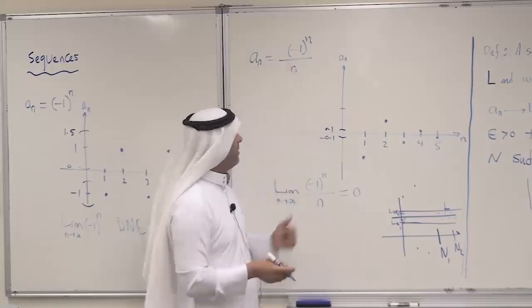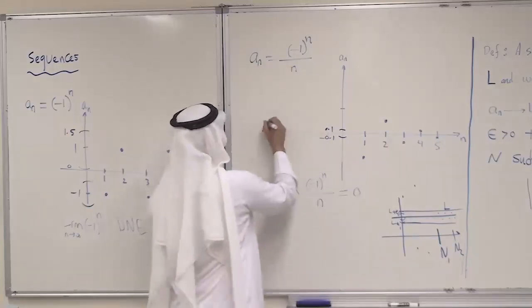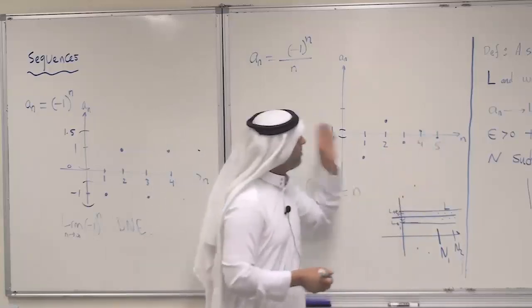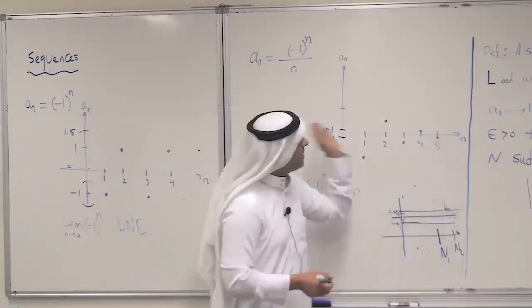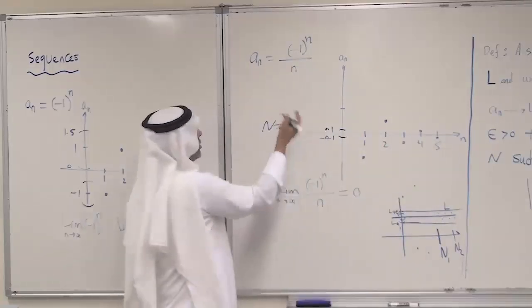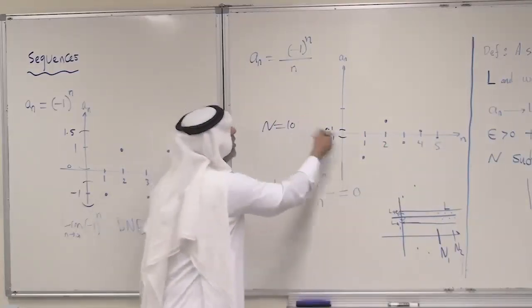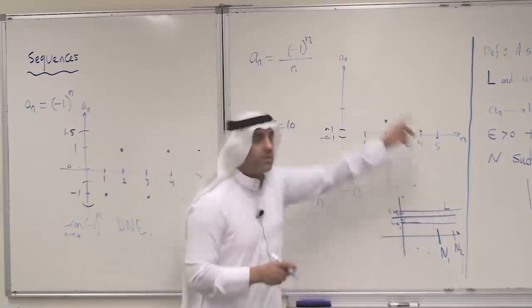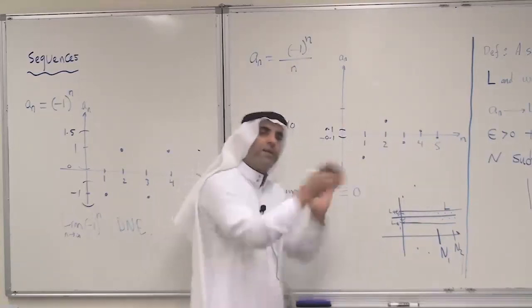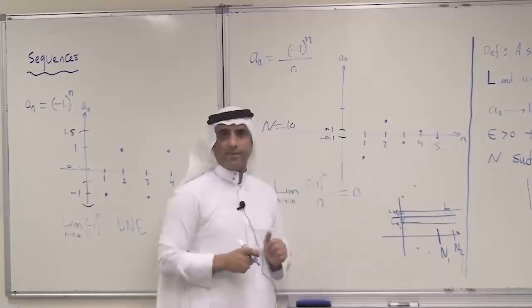N to be 10. Our capital N in this case will be 10. After 10, the 11th term, the next one, all of them will be inside the strip. If he said, no, I will choose, let us say, epsilon equal to 0.01, I need to move further. So I need to go up to, for example, the 100th term. I'm sure after that, all points will be located in that interval.